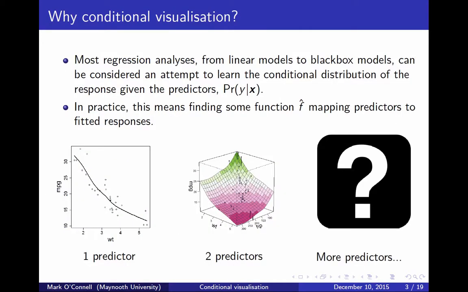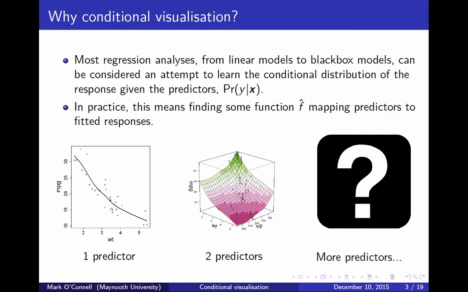It may not be immediately obvious, but most supervised learning problems can be considered an attempt to infer something about the conditional distribution of a response given some predictors. This point is made in the second section of Hastie, Tibshirani, and Friedman's Elements of Statistical Learning. Usually this means getting some function that maps predictors to fitted responses.